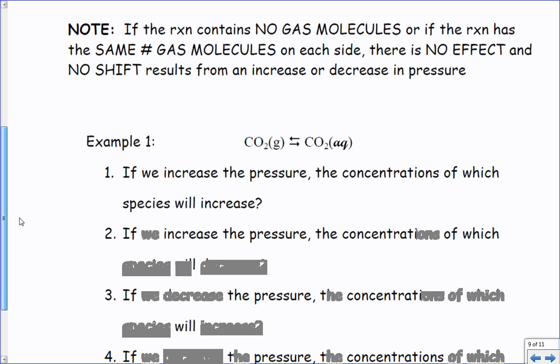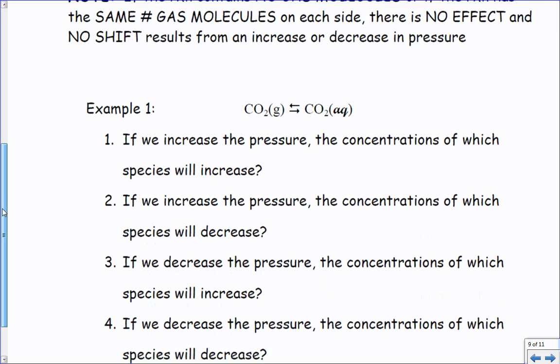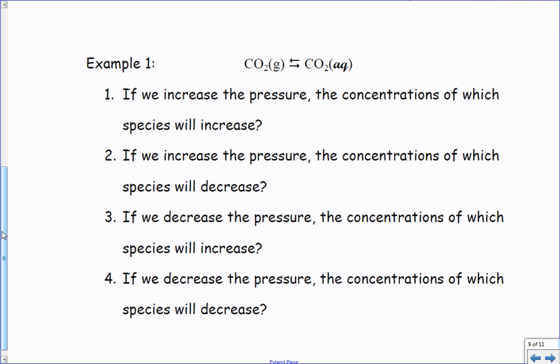So, if the reaction contains no gas molecules, then it is going to have, of course, no effect on the reaction. So, example 1, if I increase the pressure, the concentrations of which species will increase? So, I have CO2 gas and CO2 aqueous. If I squish it together, I'm getting closer together, which is more aqueous, so that's going to be the CO2 in the liquid form.